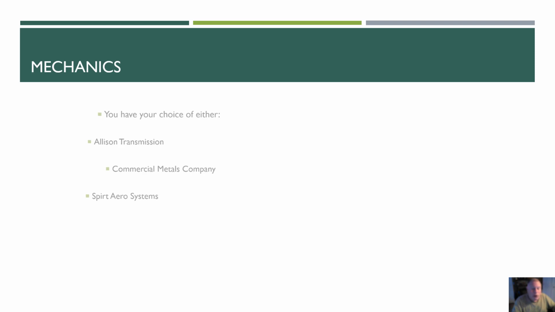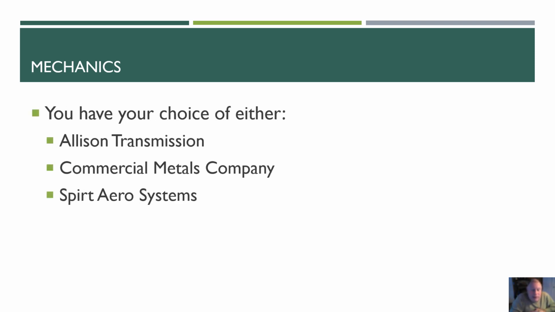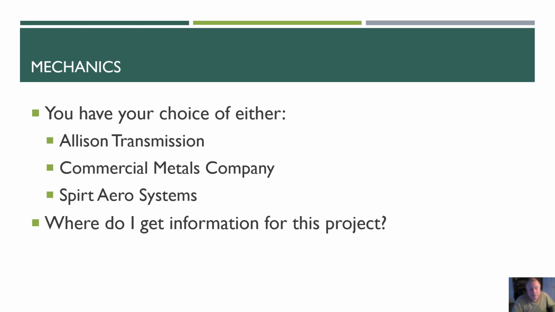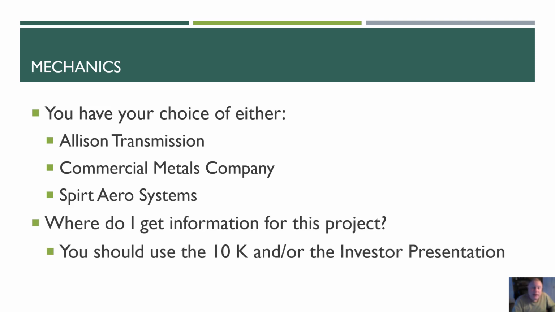What are the mechanics? Well, you have your choice of one of three companies: Allison Transmission, Commercial Metals, and Spirit Aero Systems. Where do you get the information? Well, you should use the 10K and/or the investor presentation. So you might want to go back and review the video on introduction to the 10K and investor presentation. There's a lot of material there. Please read the 10K, read the investor presentation before you do anything else. Okay? Take the time to do it. You're going to use it for the entire semester.